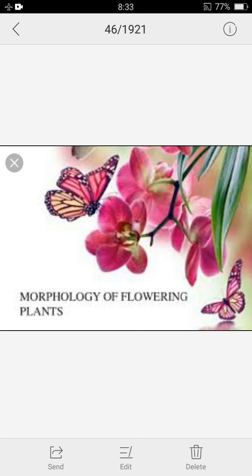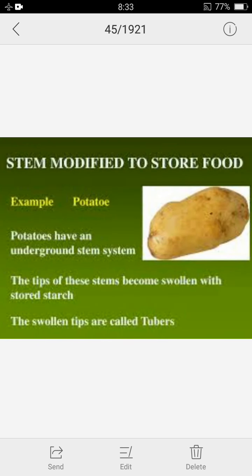So students, this is the little introduction. Now we are going to discuss modifications of the stem. The first one is modification of stem for storage of food. The stem may be green in some plants and even non-green in other plants. So the stem may not always be typical, like what we discussed just now. Understand? They are modified to perform different functions.